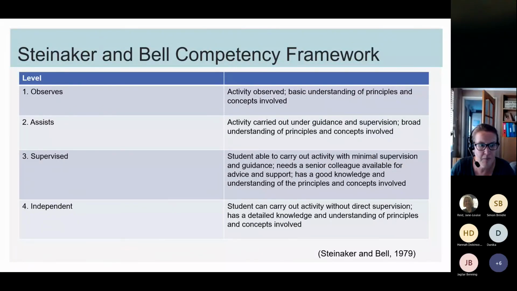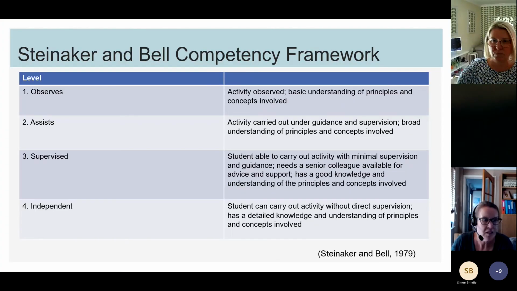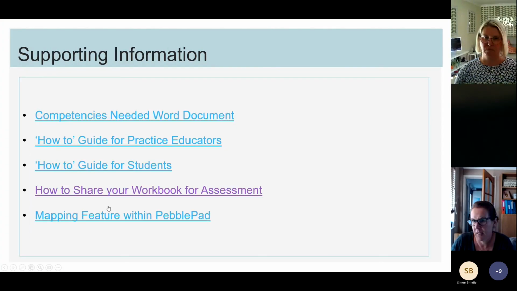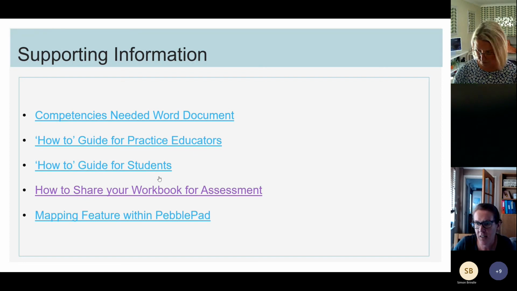We got to what the competency framework was. So there are various bits of supporting information that you can get access to, and these links that I've put on here should be accessible even though you don't have a University of Cumbria email address or anything like that. I've managed to find a way of sharing this evidence with you. So these links will take you to various videos and how-to guides that are usable for yourself and your students.